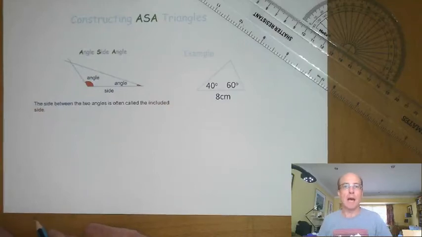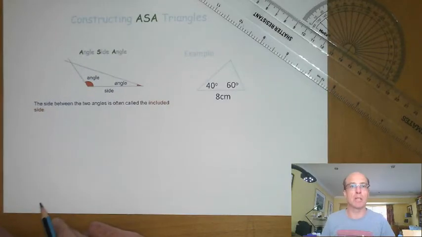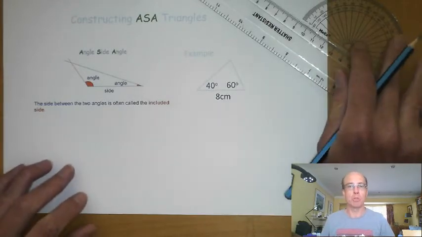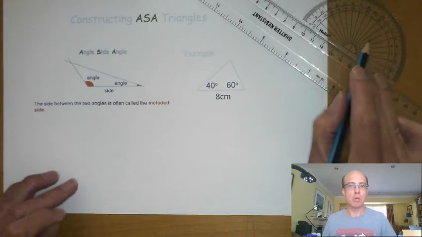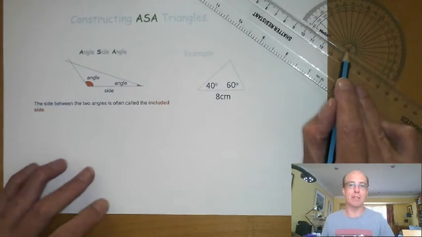In this video we're going to have a look at how we can construct an ASA triangle using a ruler and a protractor. Okay. First of all, let's do a recap on what we mean by an ASA triangle.